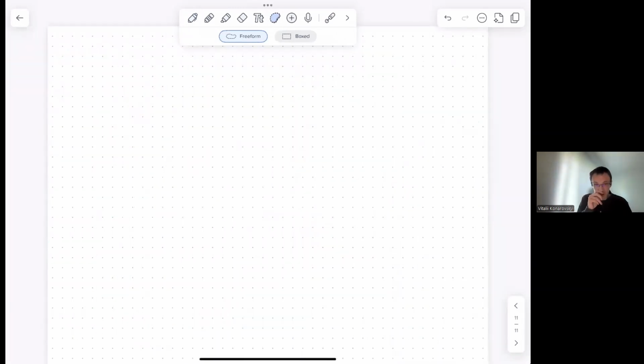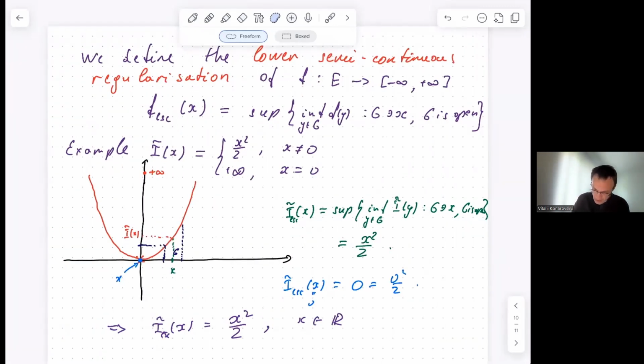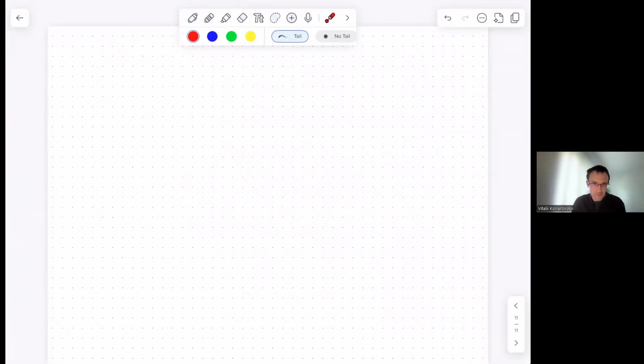Good. I hope that more or less intuitively it is clear to you what the lower semi-continuous regularization is, and how we actually work with this type of definition. Later, I will also formulate an equivalent definition of lower semi-continuous regularization where we will use sequences, but not open sets. And now the next lemma will be about some properties of lower semi-continuous regularization.